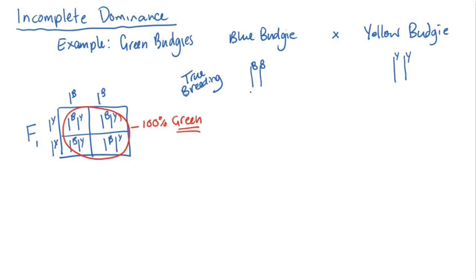But heterozygous in this case does not mean that you have one allele dominating over another. Instead, your characteristic shows a new trait, in this case green. However, when we then breed those budgies from that F1 generation, we find that we get the old traits coming back if we breed them out.